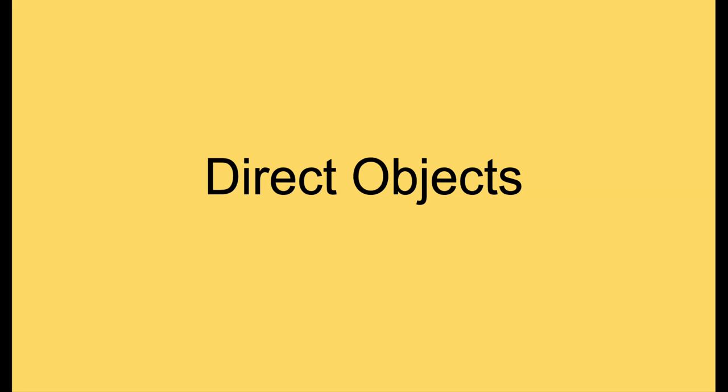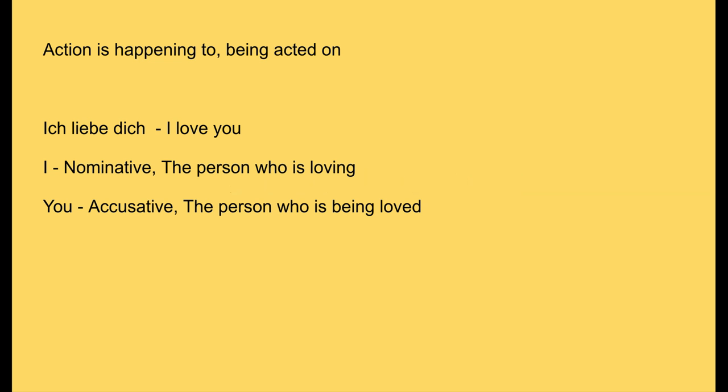But now we're going to talk about the direct object, which is very important because the direct object goes along with the accusative case. It can be a little difficult to understand at first, but once you get it, you'll get it. You're not going to be able to use the accusative without understanding what a direct object is. A direct object is simply something that the action is happening to. Someone is being acted on.